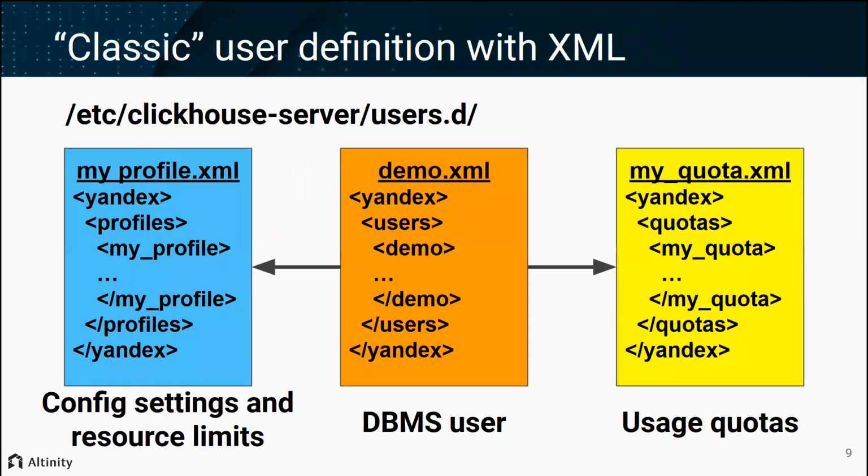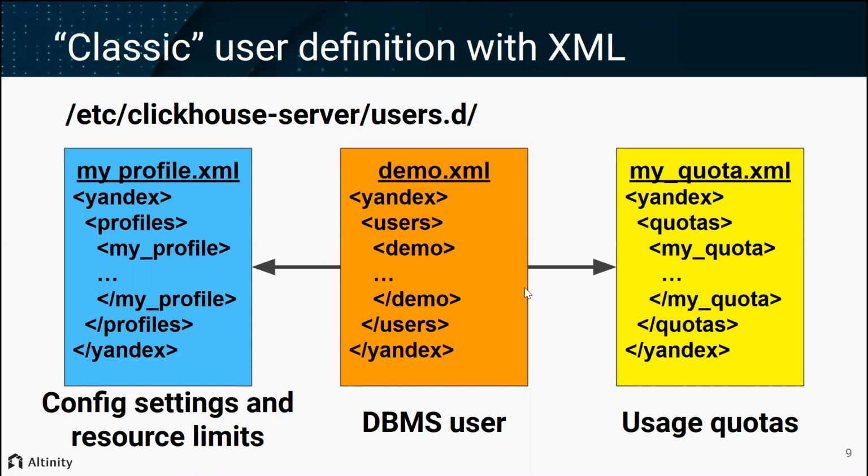Let's go ahead and start with users. If you've been using ClickHouse for a while, you probably know what these files are. ClickHouse started out by just using an XML file to define all the users, and then in addition, things that are called profiles, which consist of configuration settings and resource limits, and quotas, which are actually quotas for usage. The way that you do this is you just put the data into these XML files. ClickHouse is very good at recognizing when the files have been changed, so you don't have to restart the server if you want to add a user.